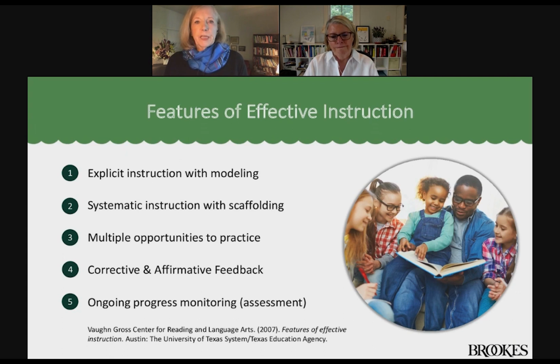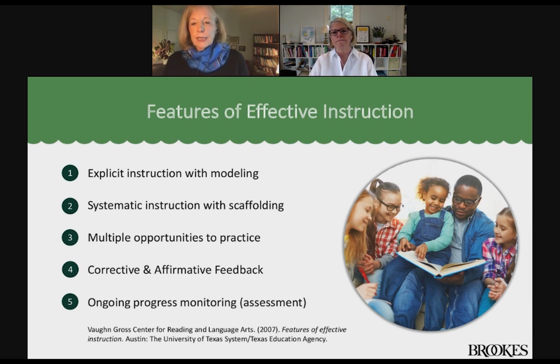The features of effective instruction have been studied for many years. The model that we're using today is from the Meadows Center for Preventing Educational Risk at the University of Texas at Austin. But you'll see many others who have written about the most necessary skills teachers need to know. I like these for a couple of reasons. First of all, in our first book, this was one of the most helpful sections. We got more feedback on features of effective instruction than about anything else. And you'll see as we go through this that these features can be used at any grade level when you teach anything.